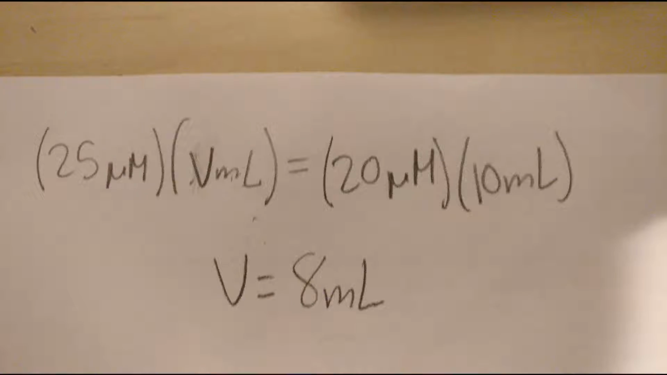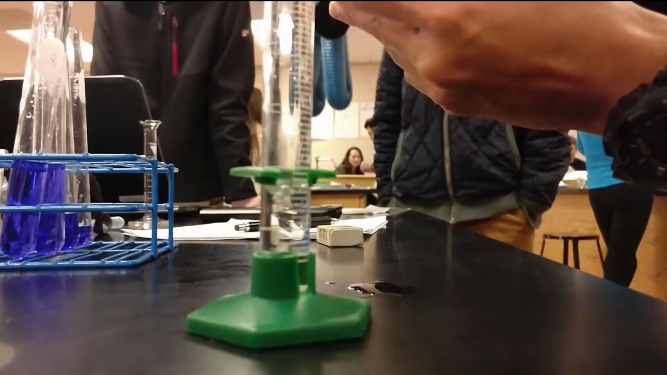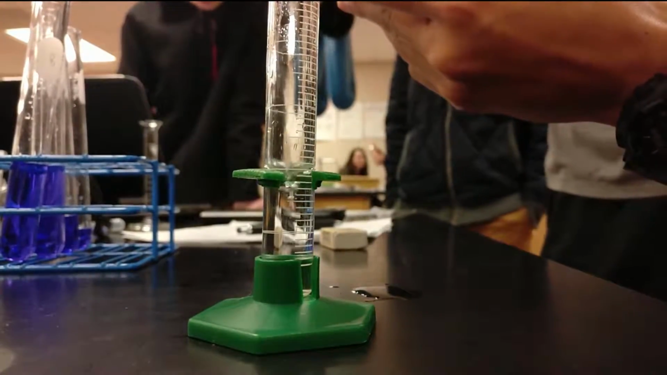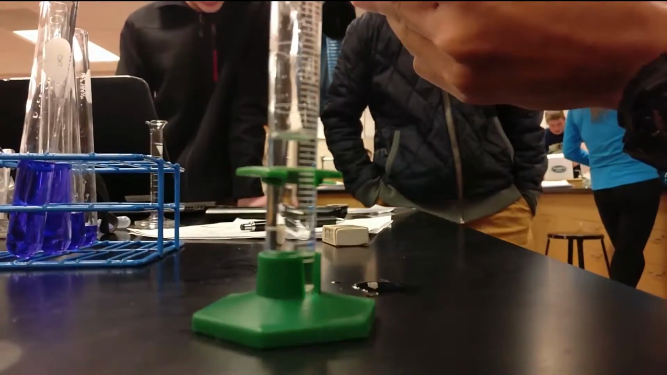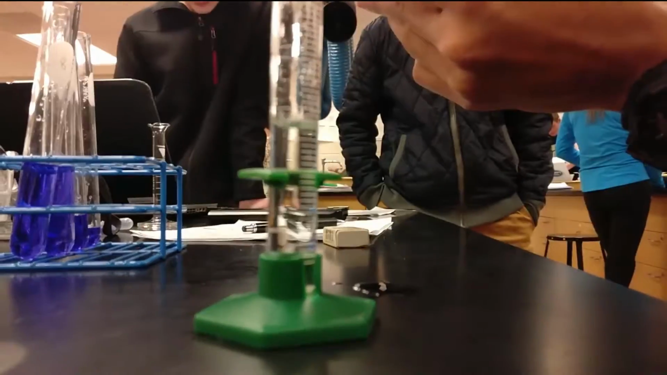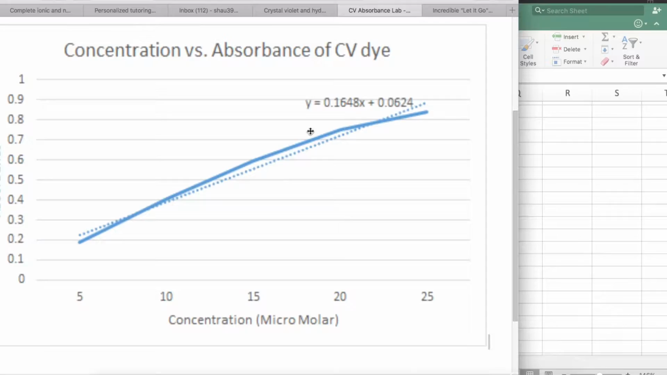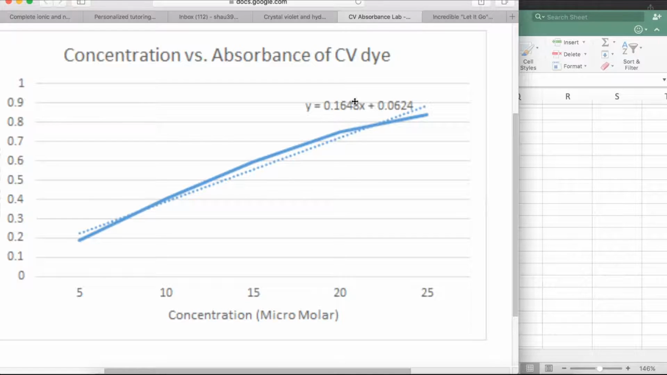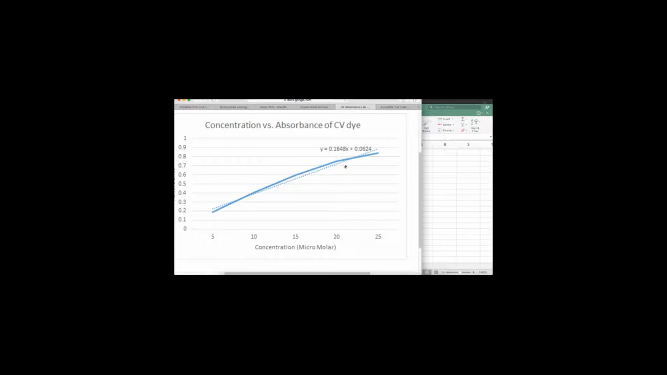To dilute these solutions, M1V1 equals M2V2 was used. For 5 micromolar, 2 milliliters of CV were used. For 10, 4 milliliters were used. For 15, 6 milliliters were used. For 20, 8 milliliters were used. And for 25, 10 milliliters were used. Water was then added to fill the solutions up to the 10 milliliter mark. Then a calibration curve was created for each solution's absorbance levels. Using the slope of the calibration curve, the concentration of the CV was determined.